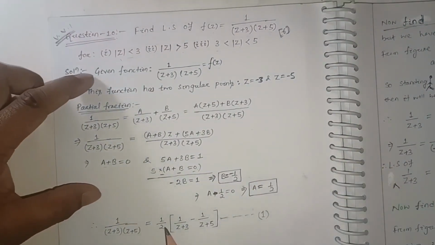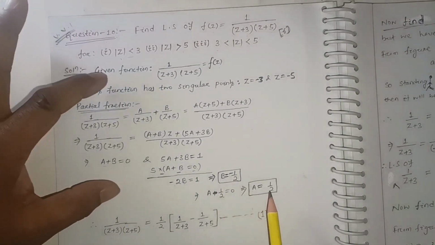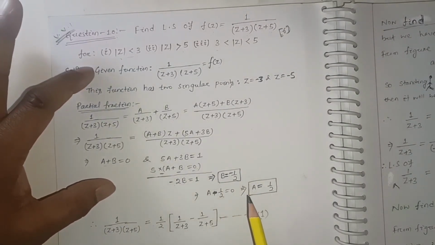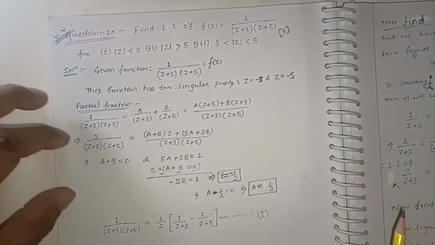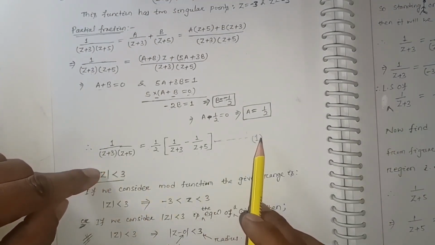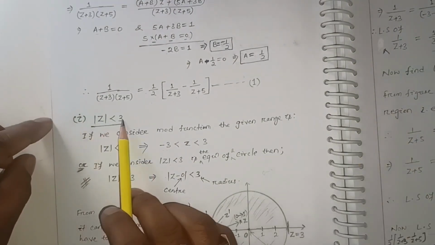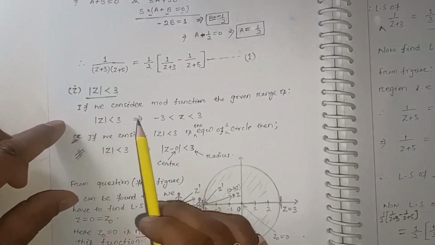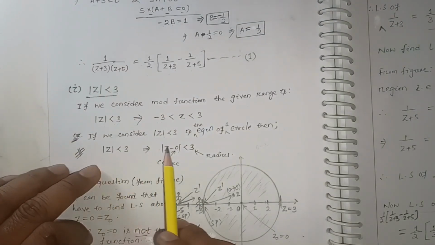Here the partial fraction has been done, and I found that b equals -1, a equals 1/2. You can do this partial fraction in your exam paper, or you can do it in your rough work. Then for the first part, |z| less than 3, you just draw the figure by considering the circular equation. No need to consider anything else.